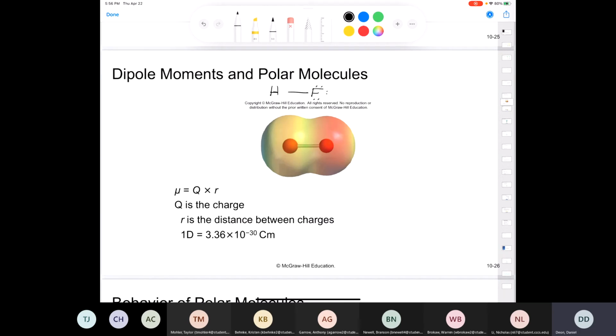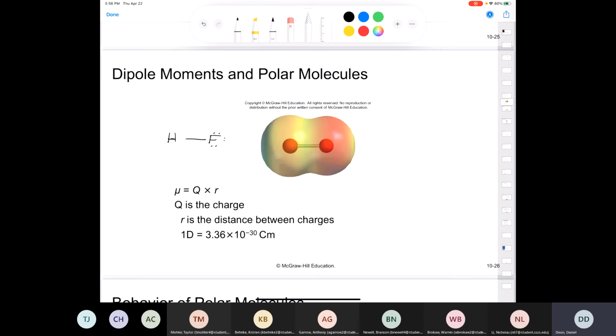Now, HF has no molecular geometry because there's only 2 atoms, so it's not linear. In order to have molecular geometry, you've got to have at least 3 atoms in a row. Anyhow, there's no molecular geometry here. However, what do we know about HF? We know that fluorine is the most electronegative element in the periodic table.